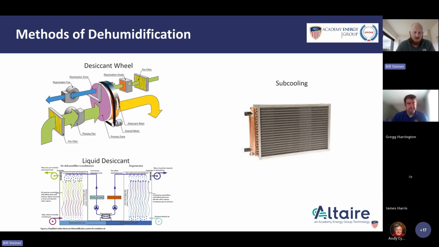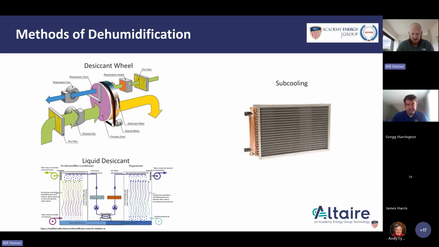Really, there's two methodologies, right? We can use a desiccant system, which absorbs the moisture out of the airstream, or we can subcool, which in subcooling, we're just taking that air down to a temperature where there's no more space in between the air molecules for moisture to be entrained, and that essentially wrings all the moisture out of the air.